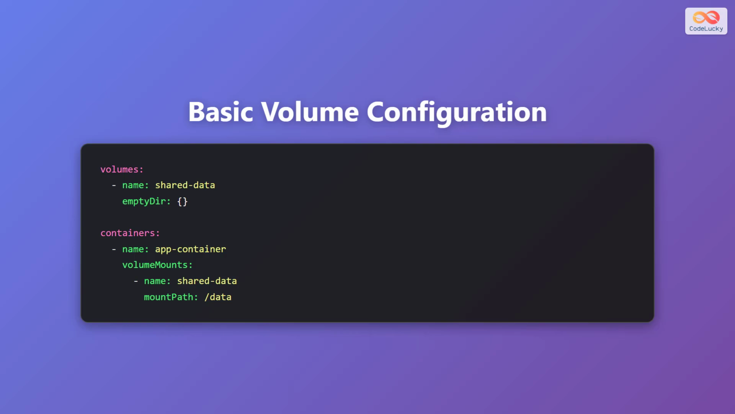Let's look at a basic volume configuration example. In the Volumes section, we define a volume named shared-data using the emptyDir type. The empty curly braces mean we're using the default settings.